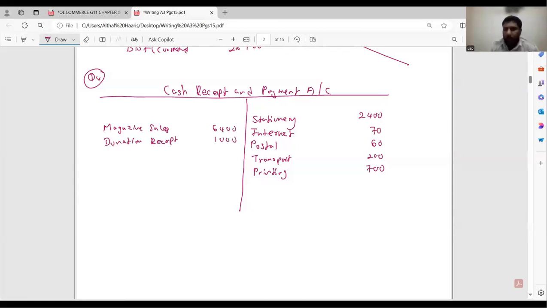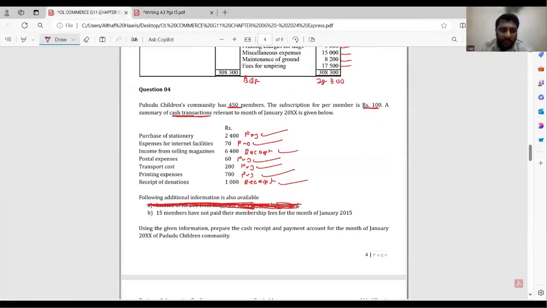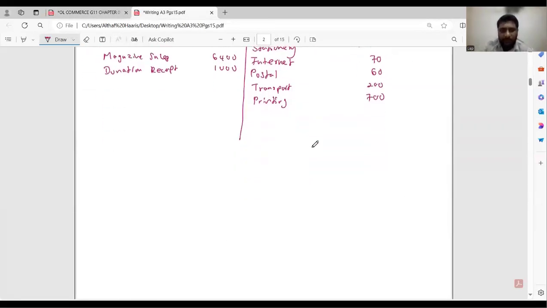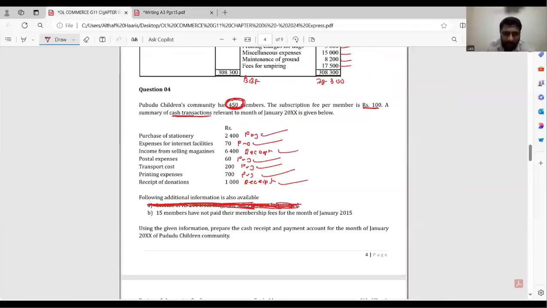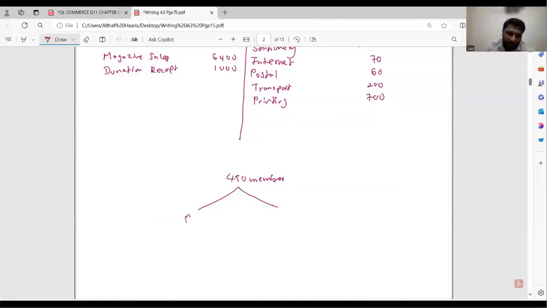Now we are going to learn the important part, people, about this membership fee. So 450 members are there. Out of which, what they are telling is, 15 members have not yet paid. Then paid, how many members are there? Not yet paid, how many members are there? Not yet paid, 15 members are there.